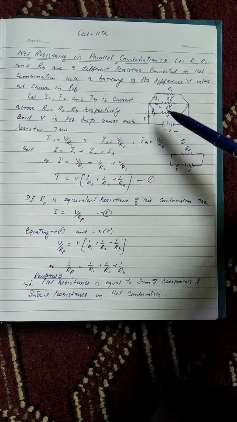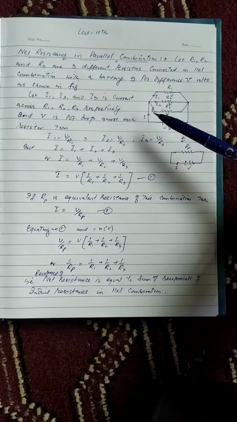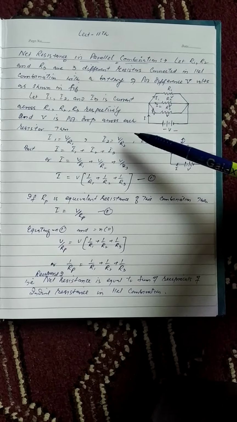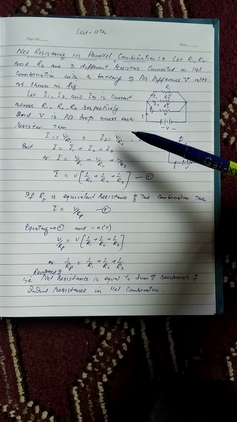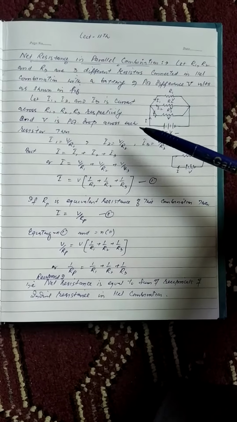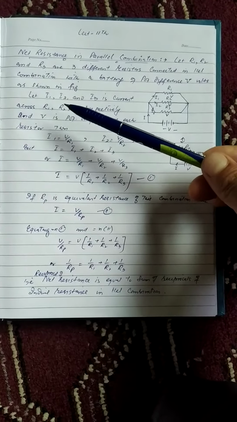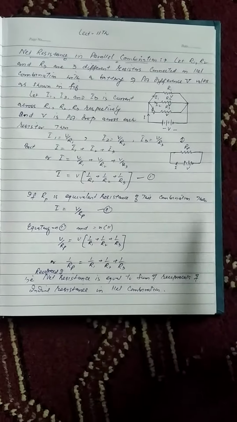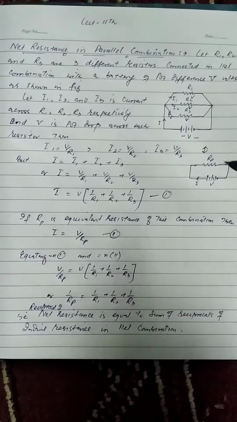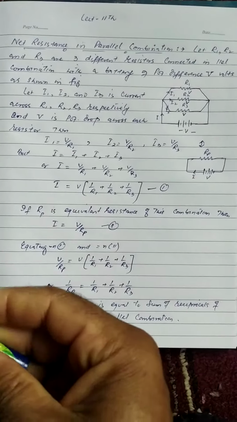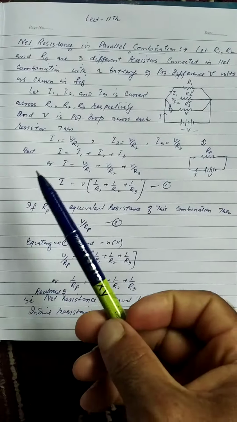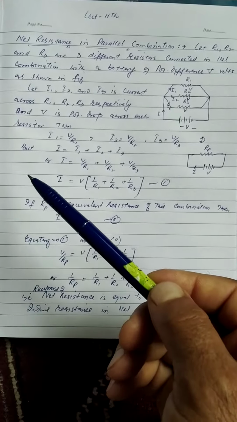So in parallel combination, when there are three different paths connecting three different resistors between 2 points, and at those 2 points we connect a battery, then it's called parallel. So now I will say I1, I2 and I3 is the current across R1, R2, R3 respectively, and V is the potential drop across each resistor that you again know.